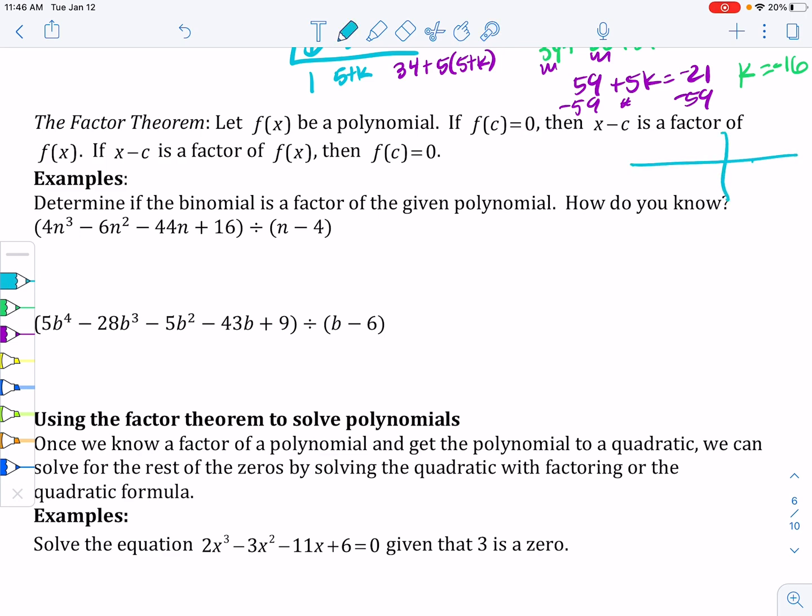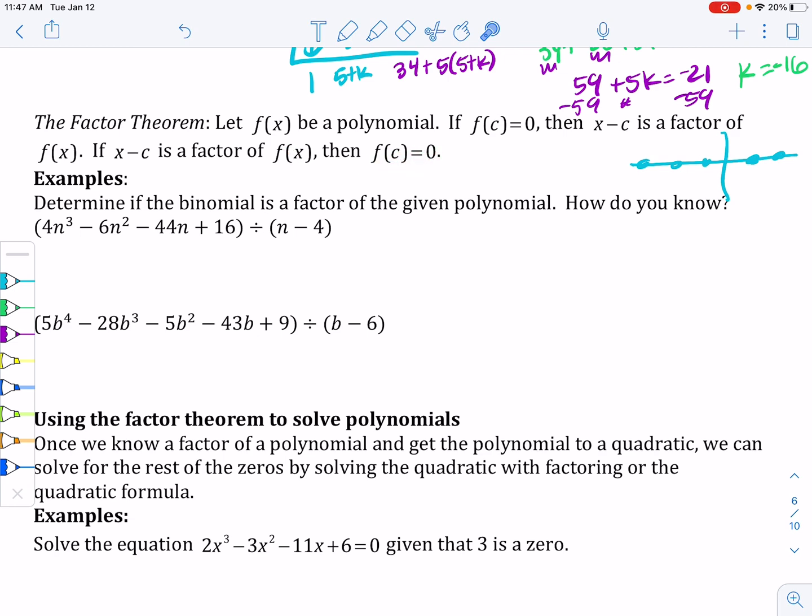So that means if our y value is 0, it's somewhere along the x-axis. Well, we know that on our x-axis, those are called x-intercepts, roots, solutions, or factors. So that means that this thing is a factor of f of x. Notice from here to here, the sign changed, just like we've done normally. We also have the other direction. So if x minus c is a factor of f of x, then you know f of c is 0.